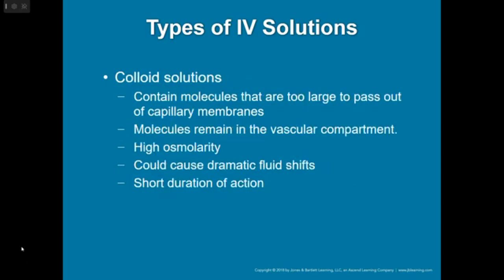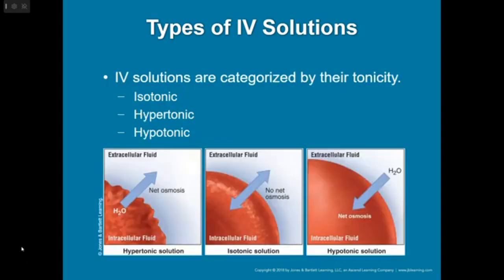Colloid solution contains molecules that are too large to pass out of the capillary membranes. So this is going to be something like albumin, dextran, plasminate, and hetastarch. We don't see those near as often in the pre-hospital setting, but you might see them on transfers. Some services might carry those. But most of those molecules are going to remain in the intravascular area. They have a high osmolarity, and it can actually draw other fluid and stuff into that intravascular space to help balance out the osmosis there.